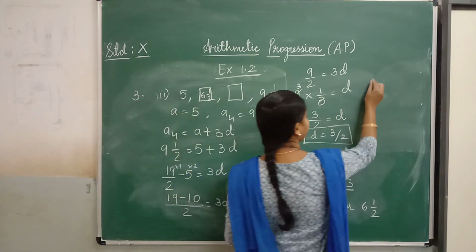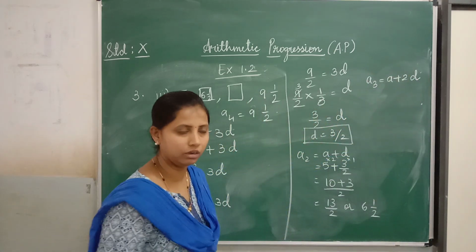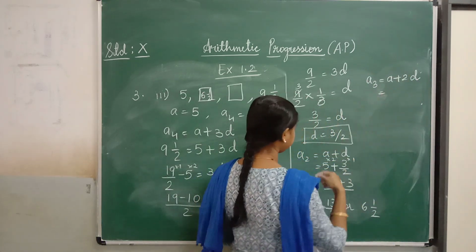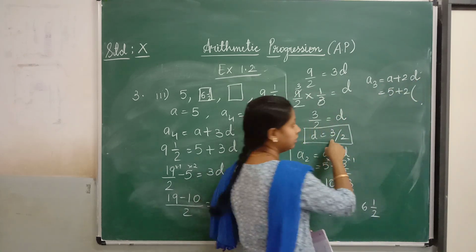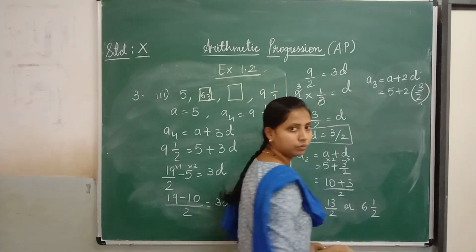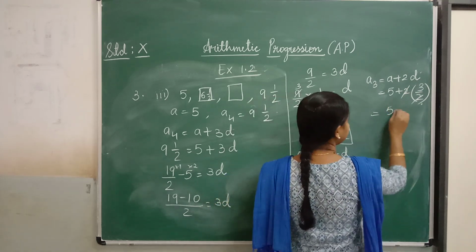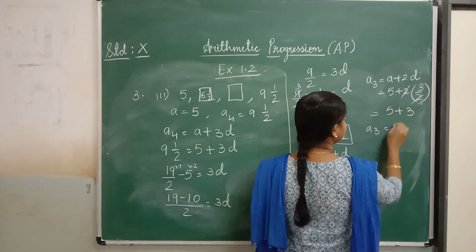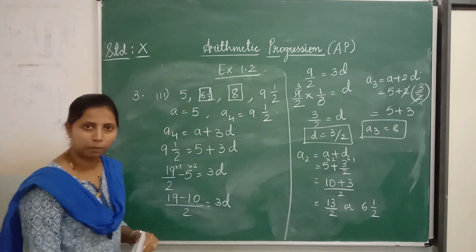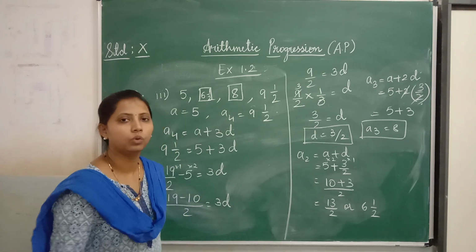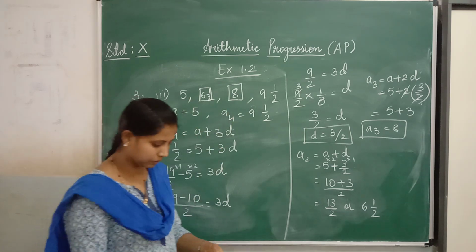Third term can be found out by a3 is equal to a plus 2d. Yes children, you can substitute here. A is nothing but 5 plus 2 into d. D is nothing but 3 by 2. So here 2 into 3 by 2, so 2 will get cancelled. So you get 5 plus 3. So the third term is 8. Understood children? So in this way you can fill up the boxes when an AP is given with blank numbers.